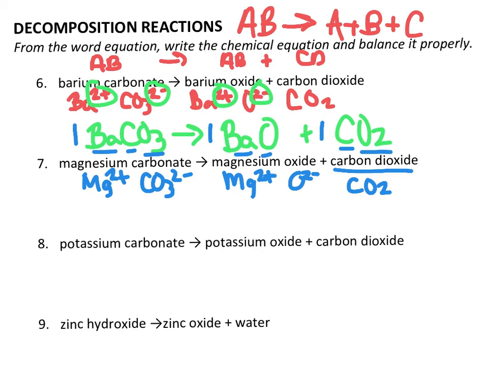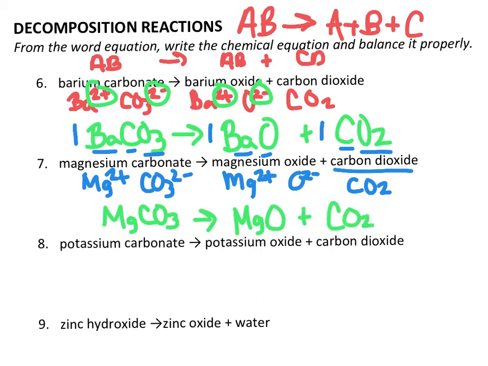So now that I know that, I can start putting these guys together. Magnesium's 2+ and carbonate is 2-, so this is just MgCO3. Magnesium and oxygen are +2 and -2, so that's MgO. And then CO2 is the last one. So just like the previous one we did, this ended up being balanced as well. 1 magnesium on each side, 1 carbon on each side, and 3 oxygens on each side.